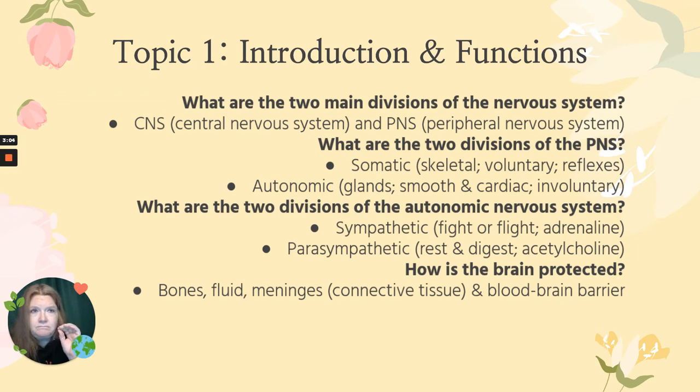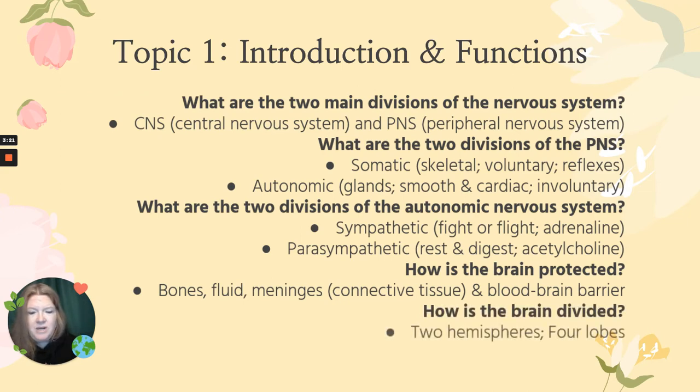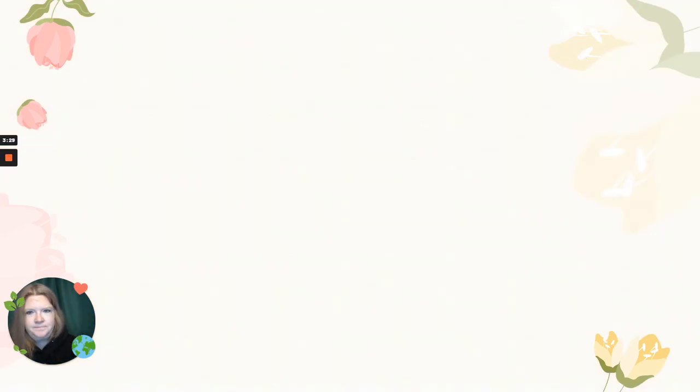The dura mater, the arachnoid mater, and the pia mater. And then there is a blood-brain barrier, which limits what can get into the brain. And then there is the cerebrospinal fluid acting as like a cushion. And how is the brain divided? Well, it's divided into 2 hemispheres, right and left, and 4 lobes, temporal, occipital, parietal, and frontal.